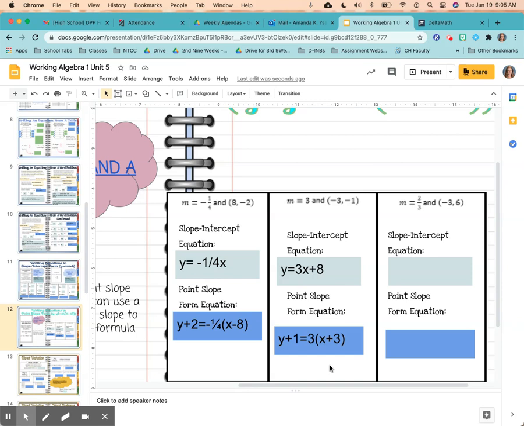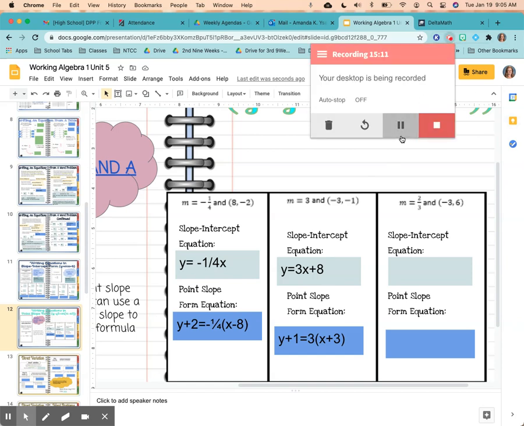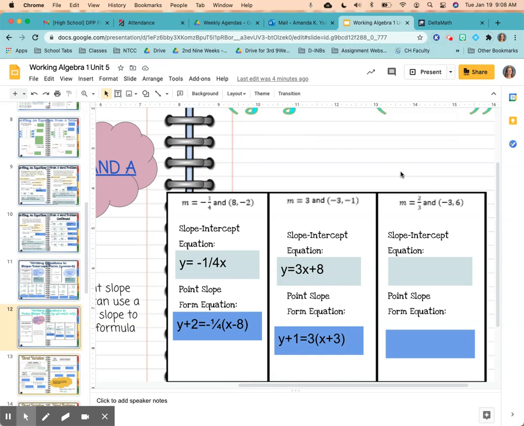Okay, let's do our last problem on here. So go ahead and write m equals 2/3, and then our point is negative 3, 6. I want you to go ahead and try this one. So I'm going to pause the video. Okay, so you should have finished that. If you didn't, pause it again. Let's go ahead and go over it.